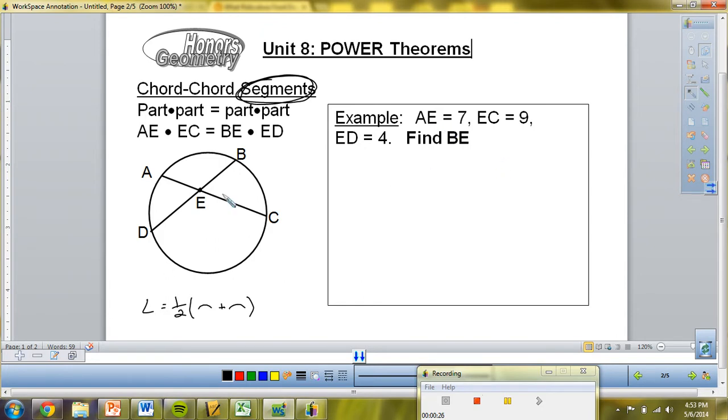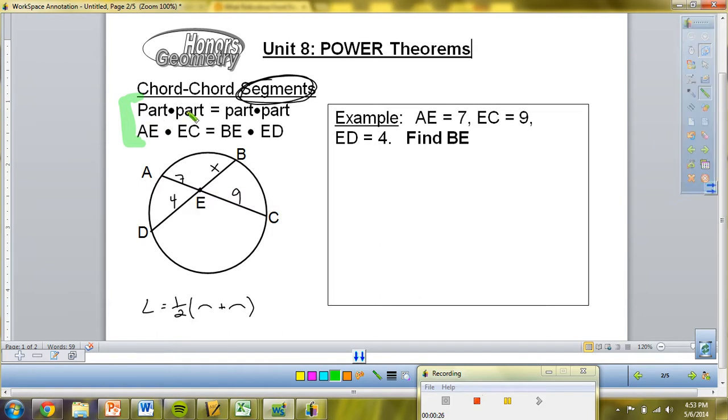They tell us that AE is 7. They tell us that EC is 9. ED is 4, and we want to find BE, so I'll just represent that with an X. Using the formula that they are giving right here, we can see that in order to solve, we are going to set up an equation made up of all of the parts.